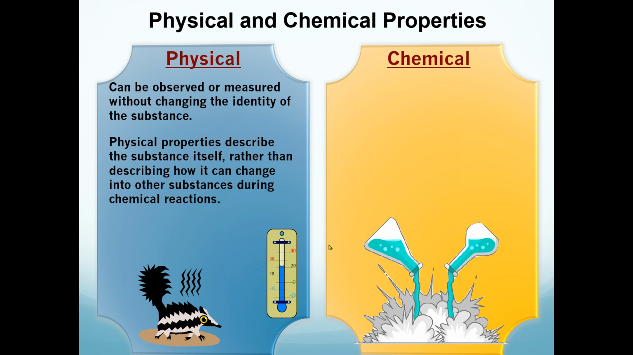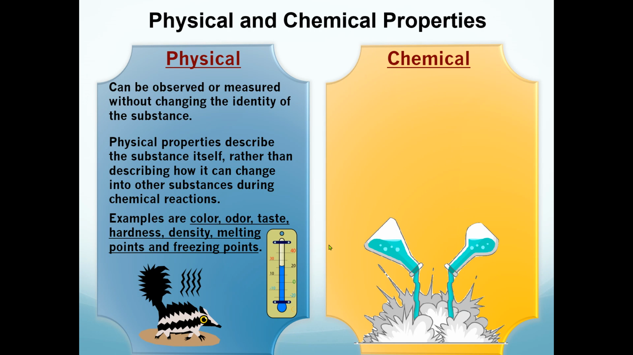So the physical property describes the substance itself, rather than describing how it can change into another substance during a chemical reaction. And these are things like the color of it. Red is red. The odor of it. Well, skunk smell is a skunk smell. How does it taste? Salty is salty. Sweet is sweet. Hardness. Is it hard? Is it soft? The density of it. Does it float on water? Does it not float on water? Its melting point, its freezing point. All of these are examples of just physical characteristics.